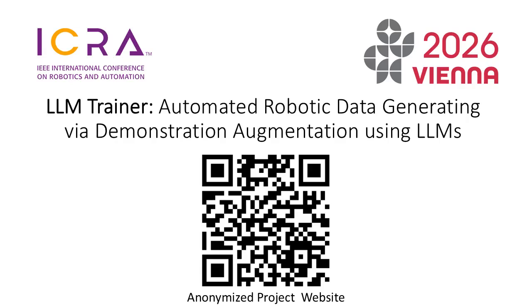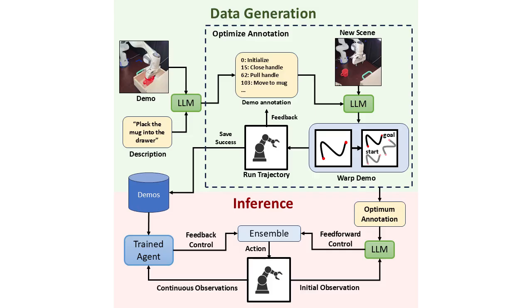Hello, today I'm going to talk about our work LLM Trainer, automated robotic data generation via demonstration augmentation using LLMs. This work seeks to generate robotic data by warping a small set of human demonstrations. We employ an LLM-based augmentation method to modify an existing demo to match new scene configurations. This process is divided into two steps.